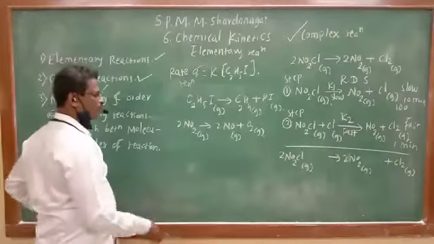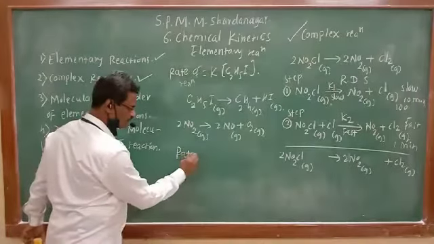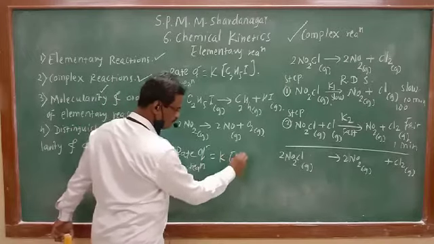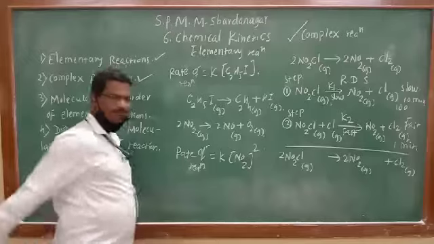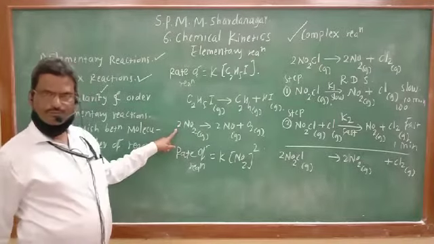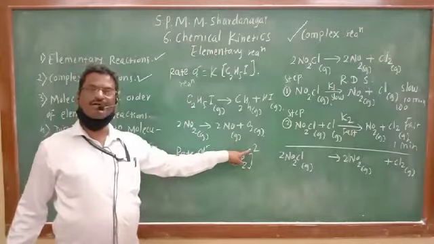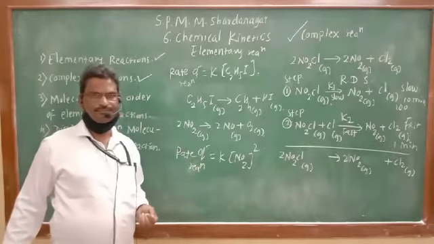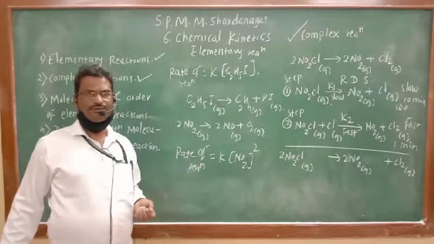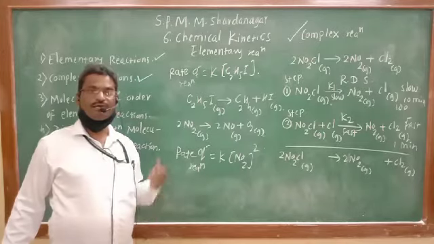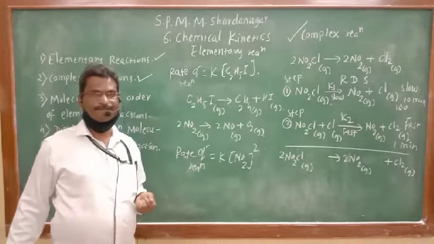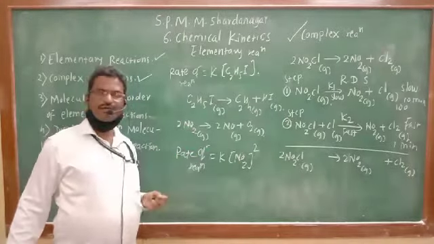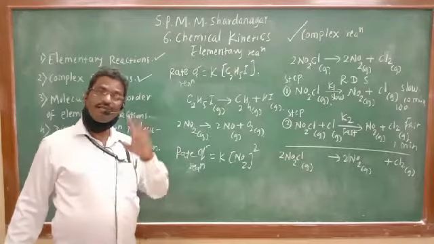For this reaction also, rate of reaction can be written like this. Rate of reaction will be equal to K into concentration of NO2 square. Molecularity is 2. Order of reaction is also 2. So in some reactions it happens that molecularity is equal to order of reaction. Molecularity 1, order of reaction 1. Molecularity 2, order of reaction also 2. For elementary reaction it happens.